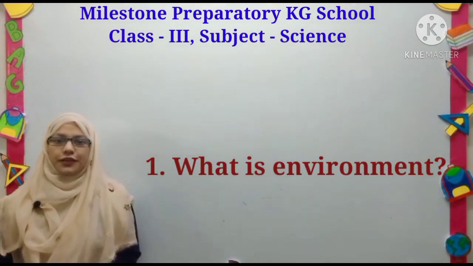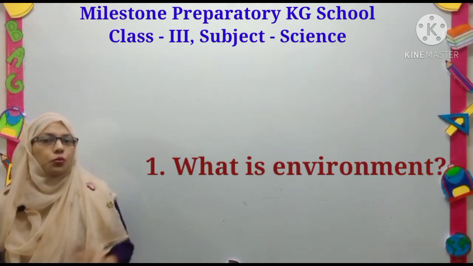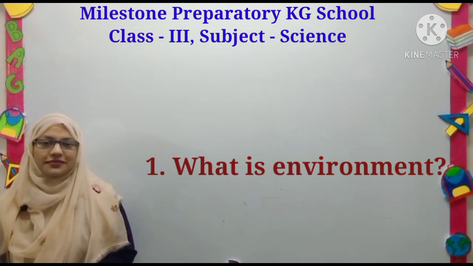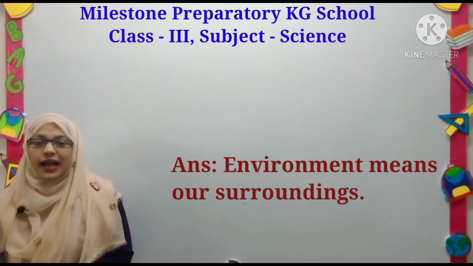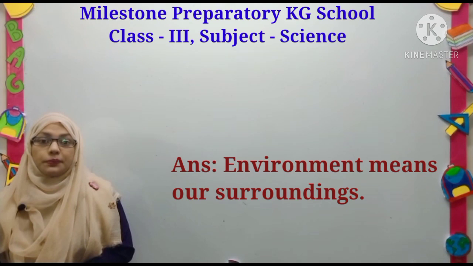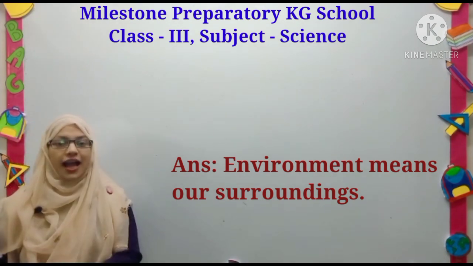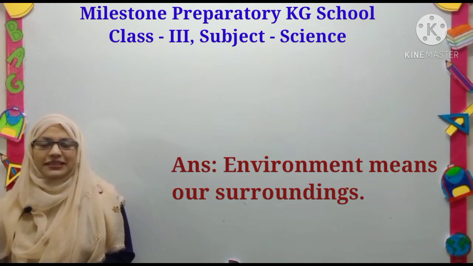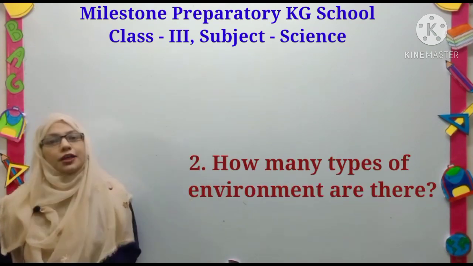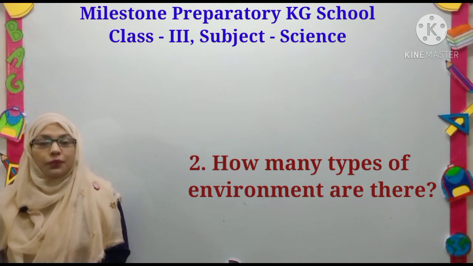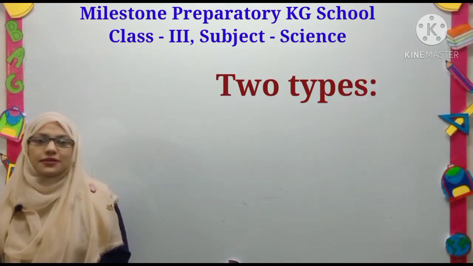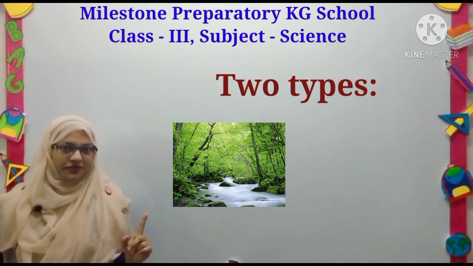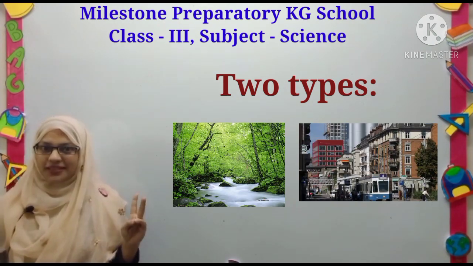My first question. What is environment? Or what do you understand by environment? Yes, you are right. Environment means our surroundings. It means what we can see around us. This is called our environment. Now, question number 2. How many types of environment are there? Yes, you are right. There are 2 types of environment. Natural environment and man-made environment.